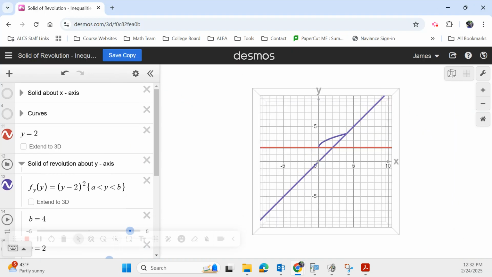So here, I've got the same region I showed in part B, where we revolved this whole thing around the x-axis. Now we're looking at it about the y-axis. I've drawn the line y equals 2 in red there so that you can see it splitting up the region.